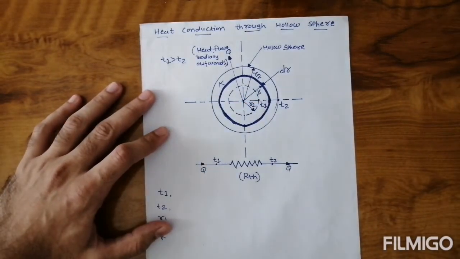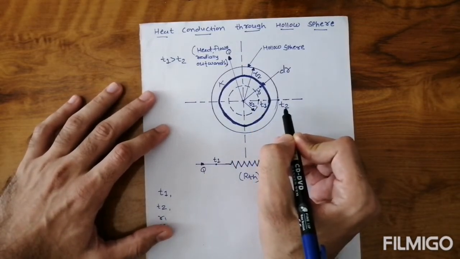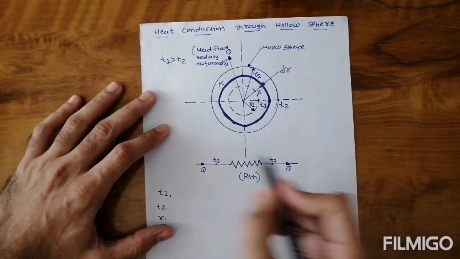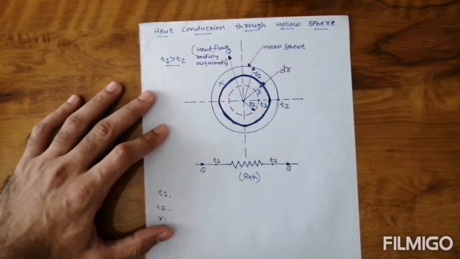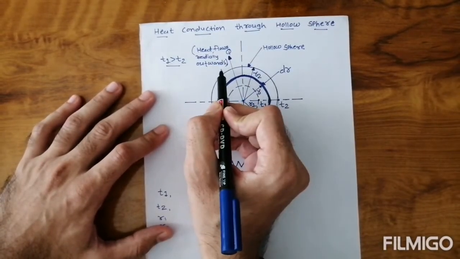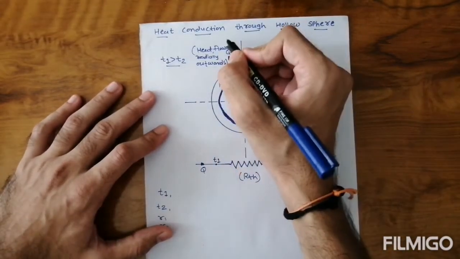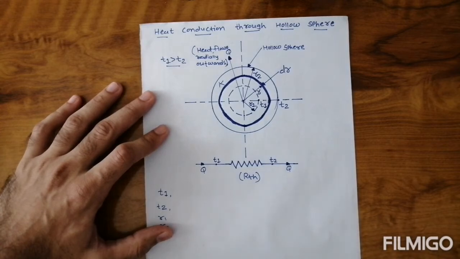Why should we mention that heat flows radially outward? Because the inside temperature T1 is high and the outside temperature T2 is low. So we can say that T1 is greater than T2, and heat always flows from the higher side to the lower side. So we consider heat flow radially outward. It means heat flows from inside to outside. We consider only the radial direction. We are not considering the axial and tangential directions, so a single heat flow direction will be considered.